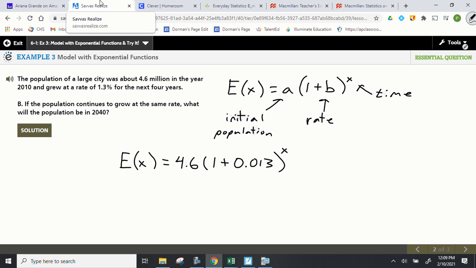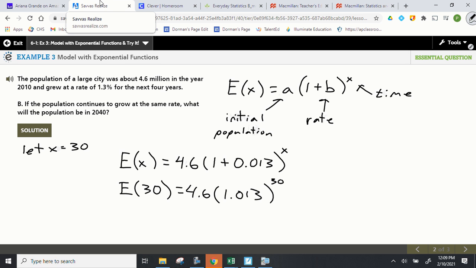So essentially what we're being asked for is to let x equal 30, since 30 years have passed between 2010 and 2040. So essentially, we're being asked, what is e of 30? To be able to spit out some number here. I'm going to go ahead and add these two together right away because it's really easy to do. And then we'll plug in the 30 up here.